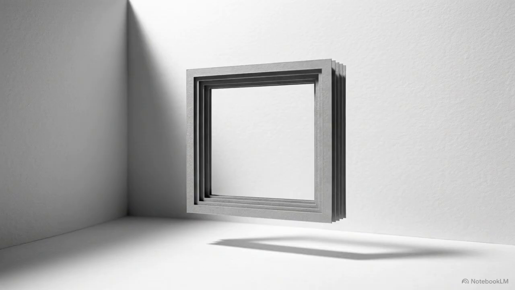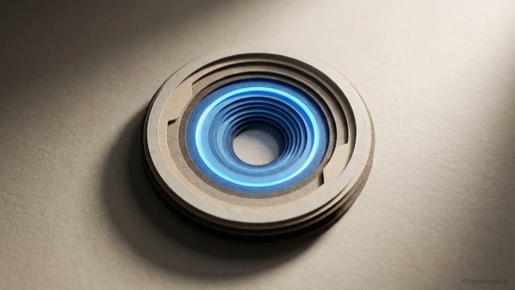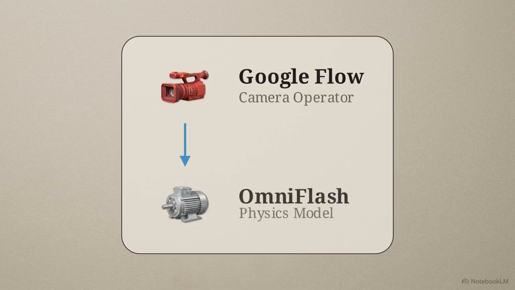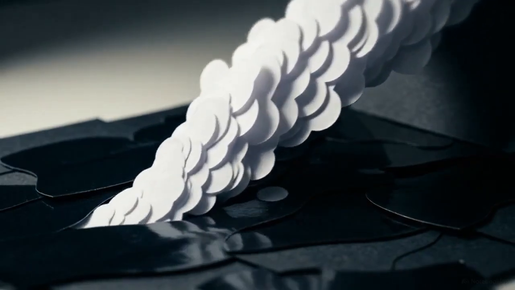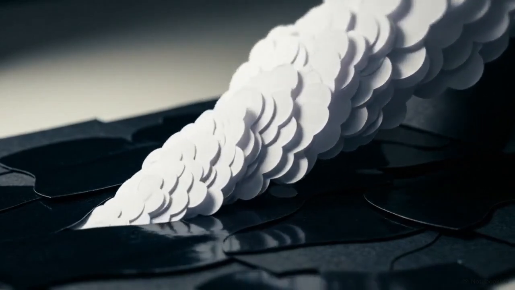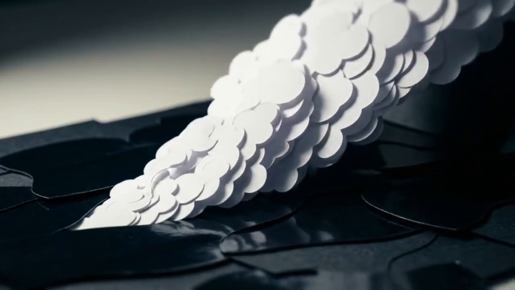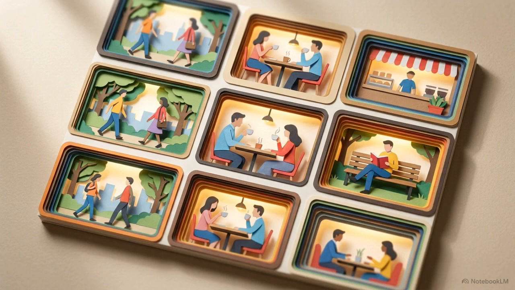Once your research is organized, you need visuals. That's where your everyday camera operator comes in, a tool called Google Flow, which is powered by an engine named OmniFlash. This engine was trained on real-world physics. It understands exactly how vapor naturally rolls and expands in the air, or how liquids move. Google Flow is great for handling your high-volume, everyday video tasks on a budget.